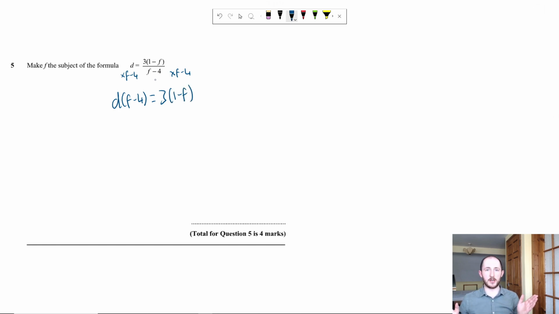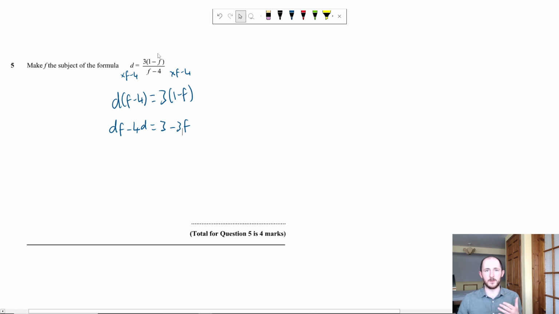So now I have no fractions, cool, but I have a bunch of brackets. So now expand the brackets, okay? So df minus 4d equals 3 minus 3f, okay? So that's my order. Whenever I do any kind of algebra, I get rid of fractions and then I get rid of brackets, okay? Especially when it's making the subject. Now, the problem here is that we have 2 lots of f and we want to make f the subject.